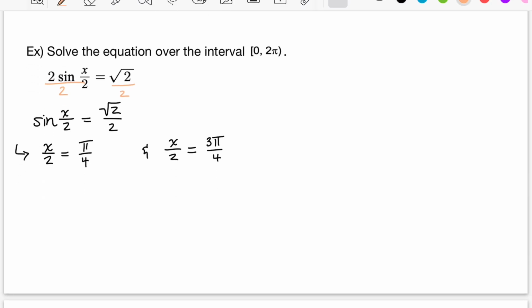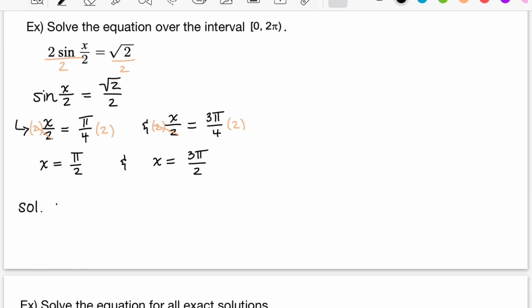Now, getting x alone, we're going to multiply both sides of both of these equations by 2. This gives us x is equal to pi over 2, and x is equal to 3 pi over 2. Now, in this case, this is our entire solution set for this interval from 0 to 2 pi. Any other multiples of pi, or 2 pi in this case, would be outside of this interval here.